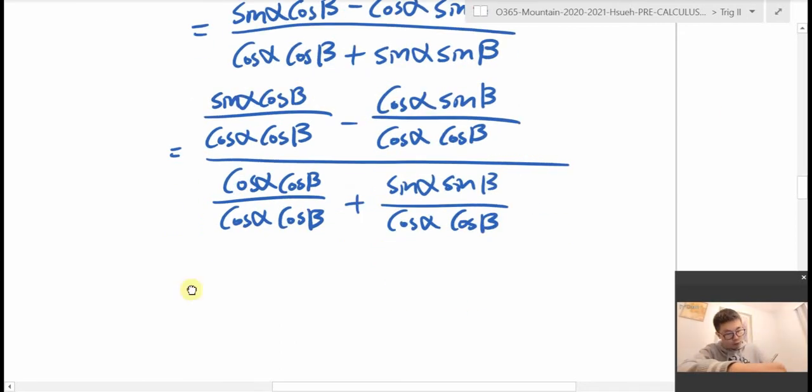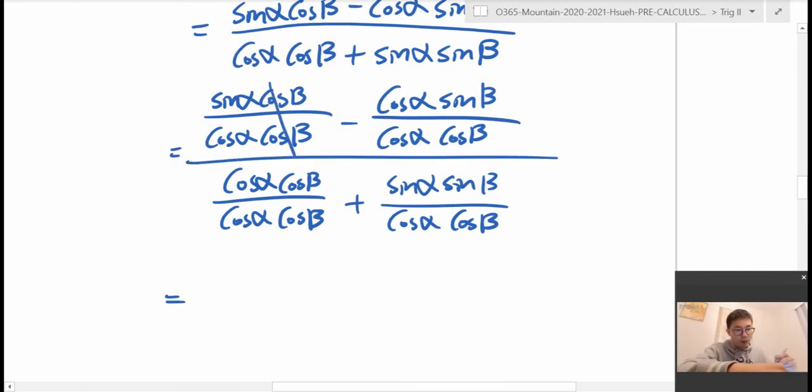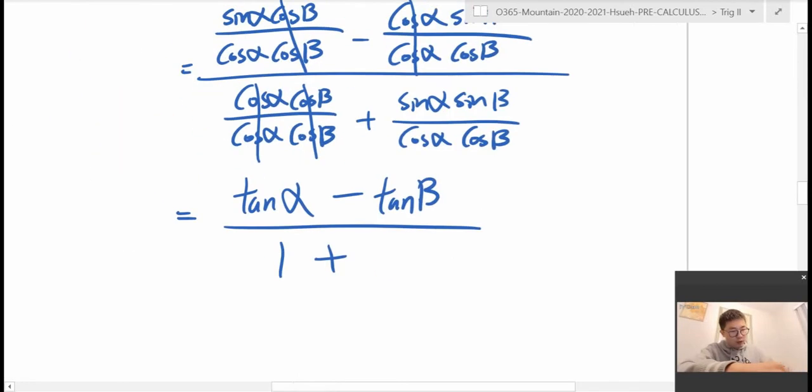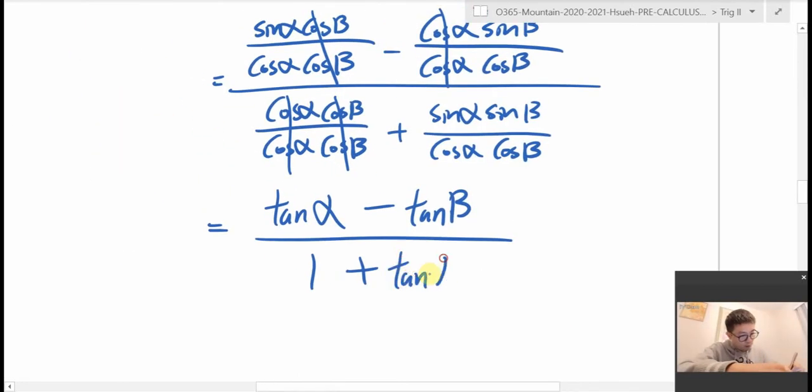And the reason why we do this is then we can cancel the cosine betas. Here we got sine alpha divided by cosine alpha, which is tangent alpha, minus, the cosine alpha gets cancelled out, so we end up with sine beta over cosine beta, which is tangent beta, all over, that's simply just 1, right, because everything cancels out, so 1 plus, in this case you got sine alpha over cosine alpha, that's tangent alpha, and then you have sine beta over cosine beta, which is tangent beta.